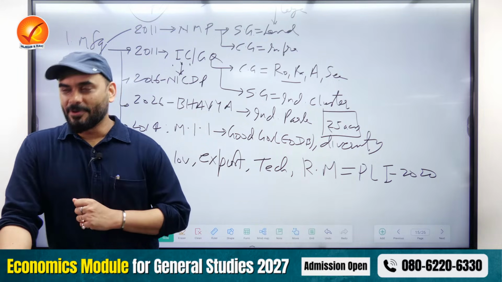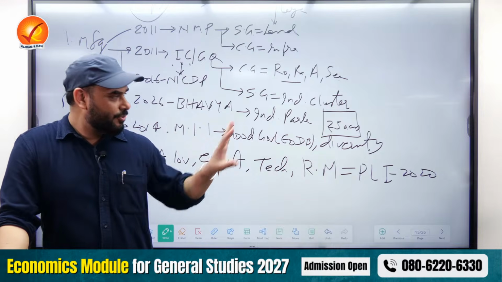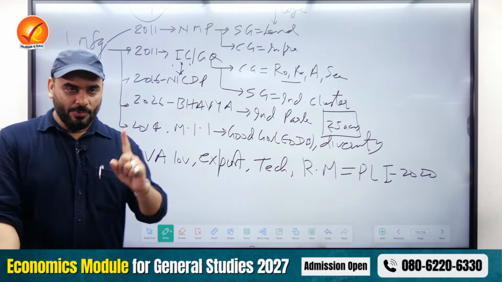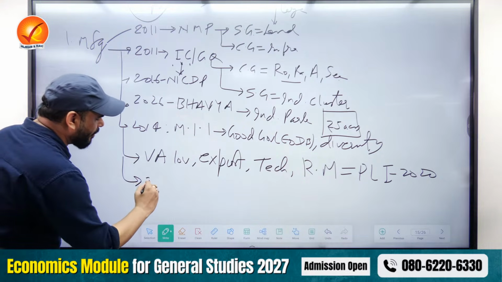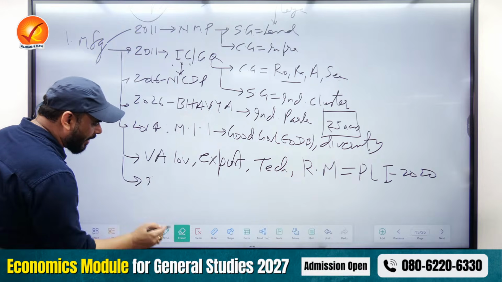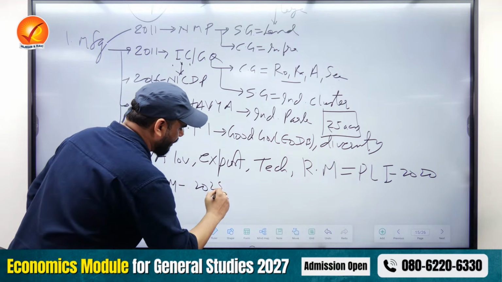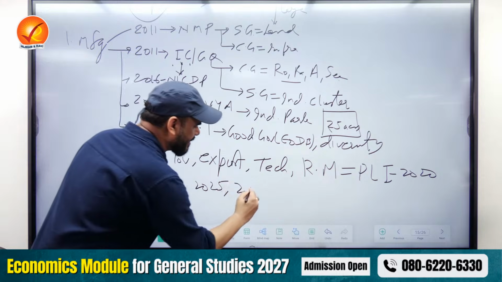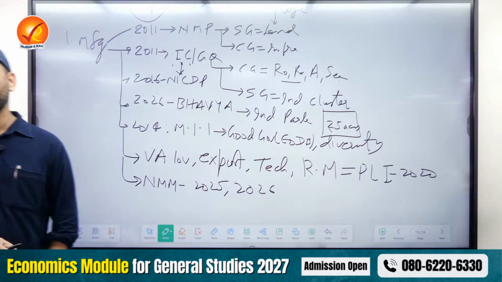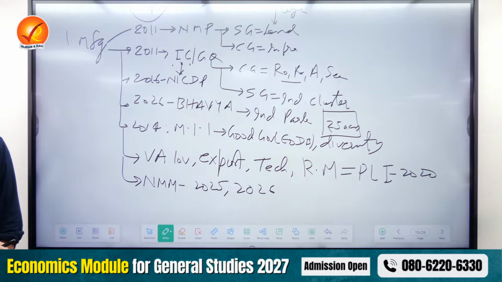Value addition is a problem, which means there are a few things which need to be addressed even further. So what has the government done? The Government of India launched a program called the National Manufacturing Mission in 2025 Budget. This year in 2026, the mission has been made stronger. What does the mission aim to do?